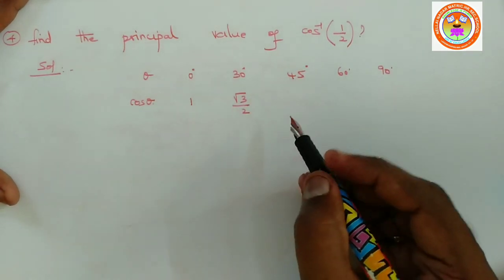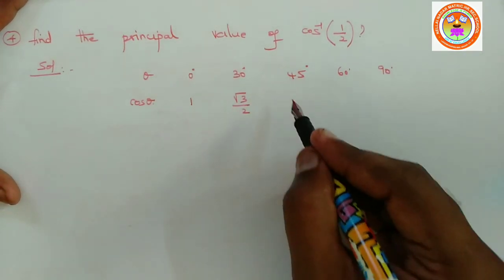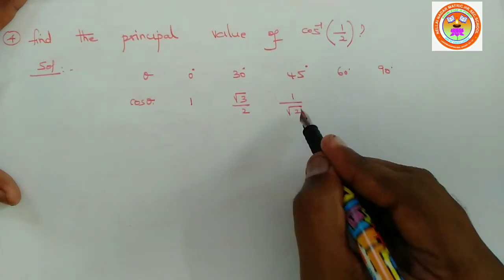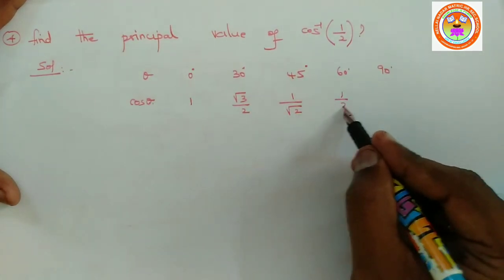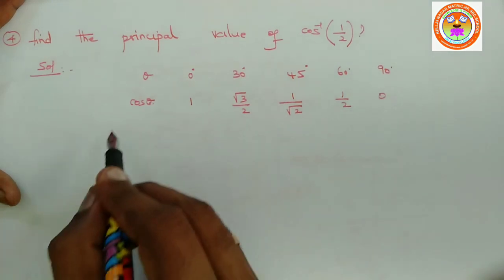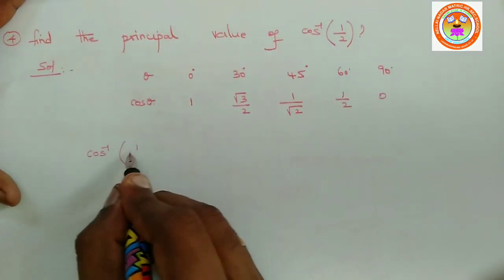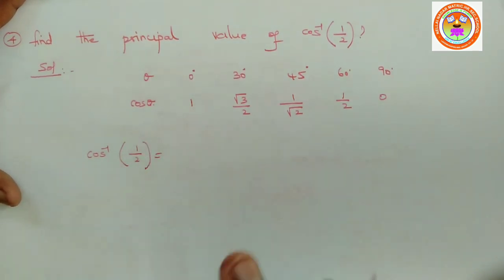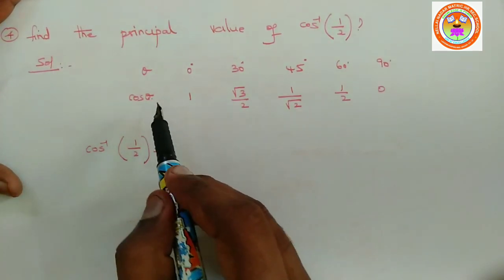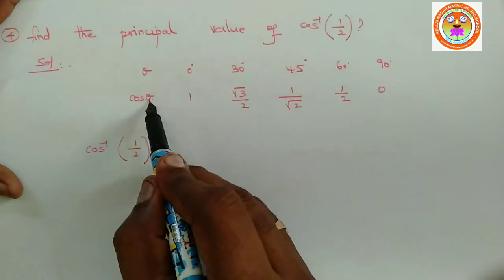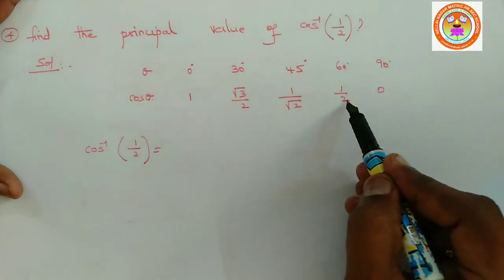Cos 45. What is cos 45 value? The cos 45 value is 1 by root 2. Cos 60, 1 by 2. Cos 90, 0. We need to find the principal value of cos inverse of 1 by 2. Listen very, very carefully. It's very, very easy. Where is 1 by 2 present here? Cos 60 is 1 by 2.